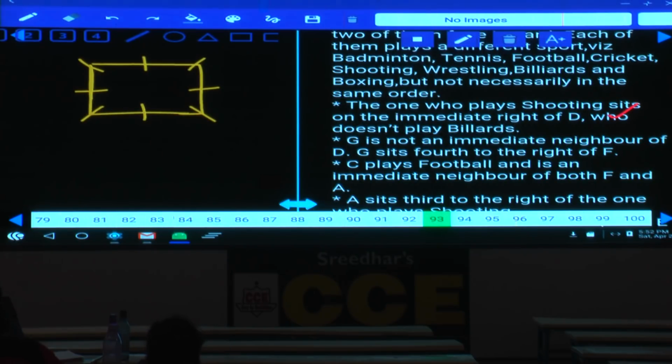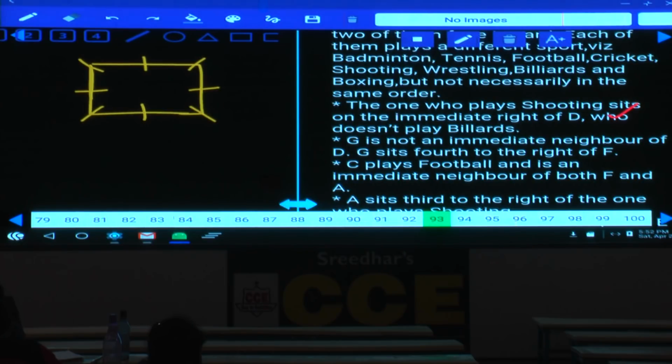Hence in total among these 8 persons 4 will face away, 4 will face the center. And among these 4 facing away there are 2 at the corners, 2 at the sides, and vice versa as well. Each one of them plays a different sport among badminton, tennis, football, cricket and so on.